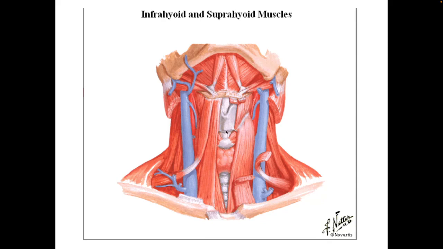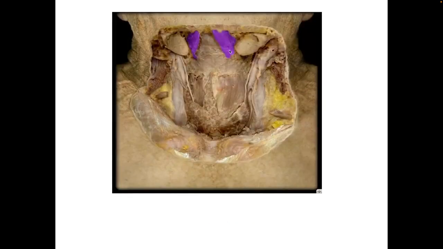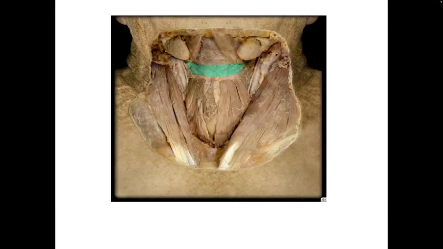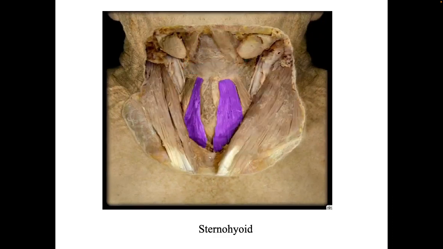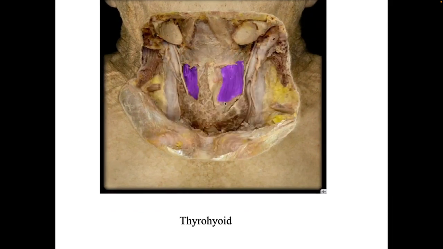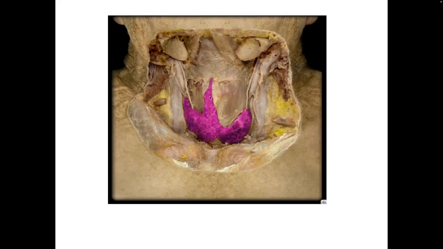Below the hyoid are the infrahyoid muscles. So they are the omohyoid and the sternohyoid. Once we remove this, then we will see the sternothyroid and thyrohyoid. So this is a thyroid cartilage which has got this oblique line. This is the digastric muscle and this is the hyoid bone. Sternohyoid, thyrohyoid. This is the thyroid gland. Okay, this is the thyroid gland.